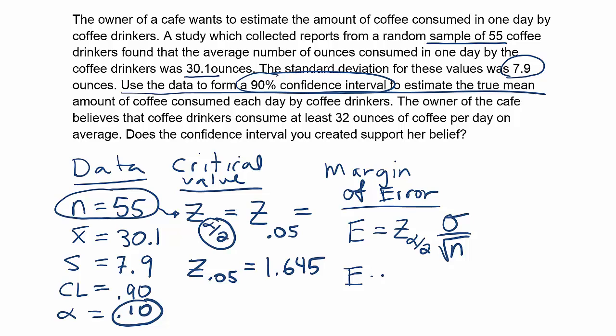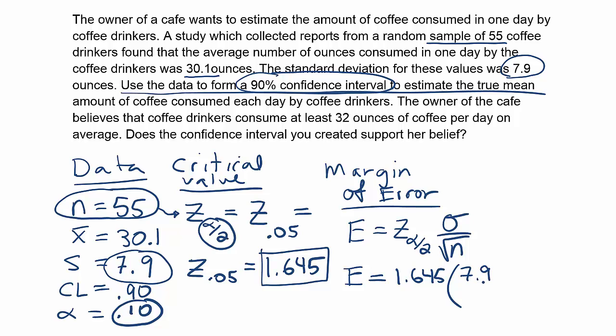Okay, so z alpha divided by 2, well, we had that from step 2 of our process, so it'll be 1.645 times the standard deviation. That number is 7.9 in this problem, so 7.9. Notice how we have a sample standard deviation. We're using it as a substitute for the population standard deviation. We'll assume that that's okay. Our n is 55, so we'll put a 55 here at the bottom. And then we have to work this out. Okay, so we'll need a calculator for that.